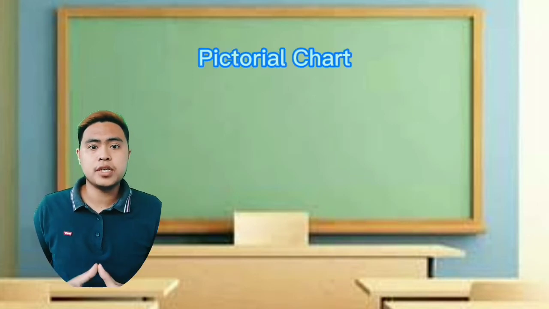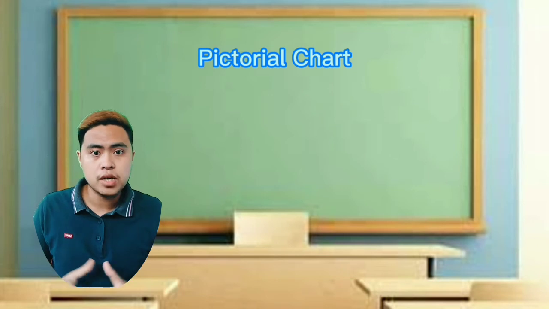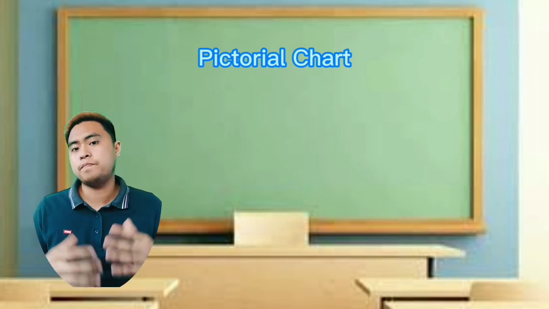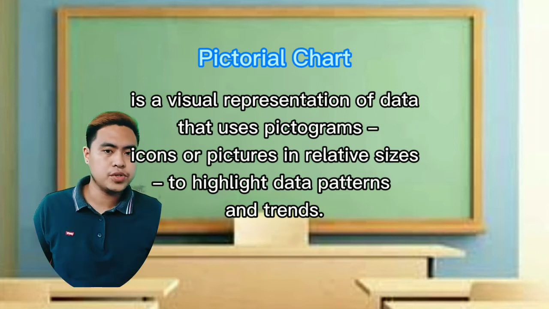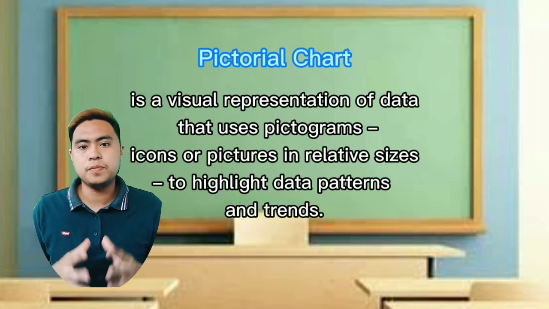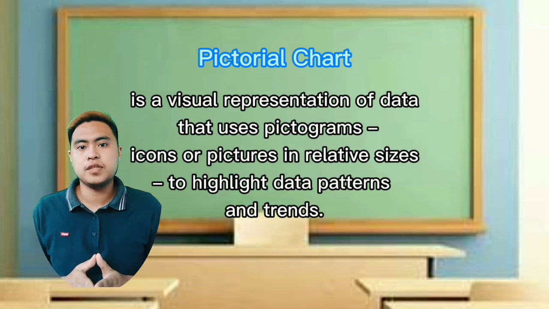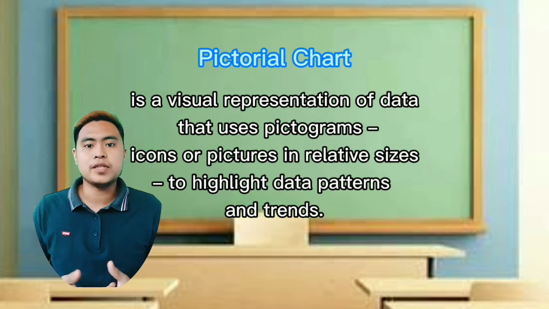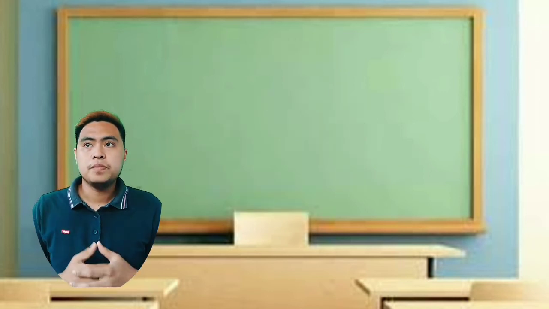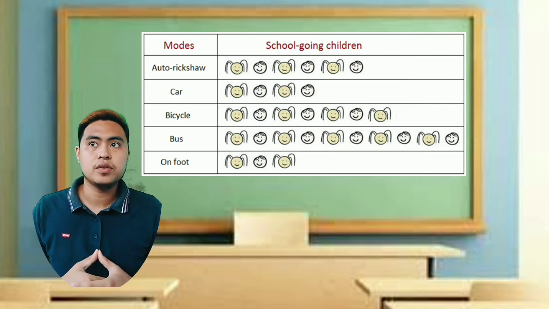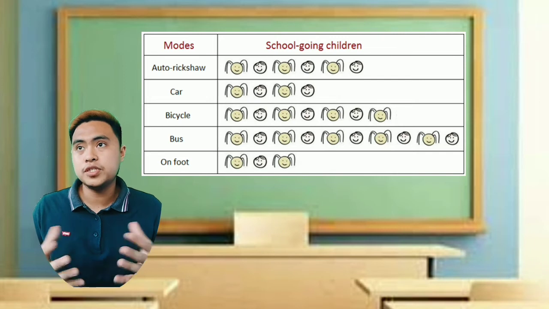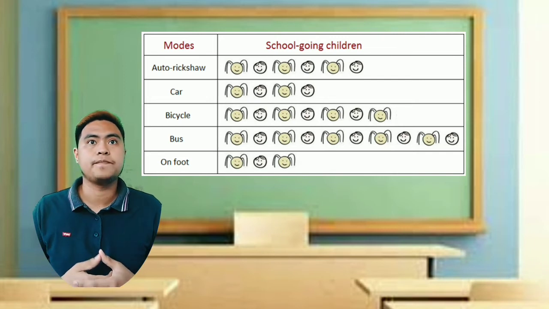And the last is the pictorial chart. A pictorial chart, also called a pictogram, pictograph, or picture chart, is a visual representation of data that uses pictograms, icons, or pictures in relative sizes to highlight data patterns and trends. Pictorial charts are common in business, communication, or news articles to visually compare data.